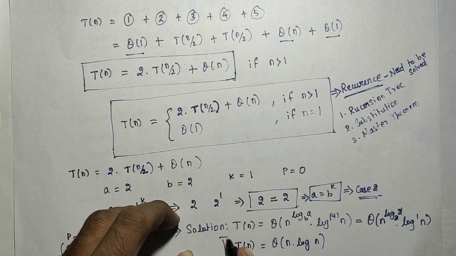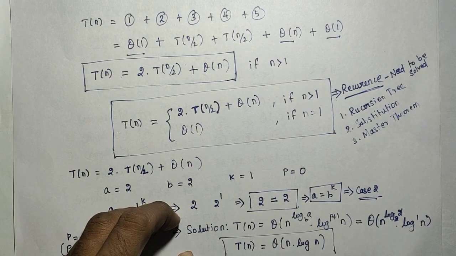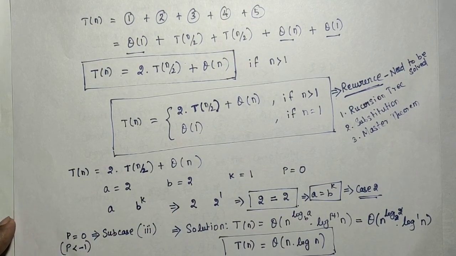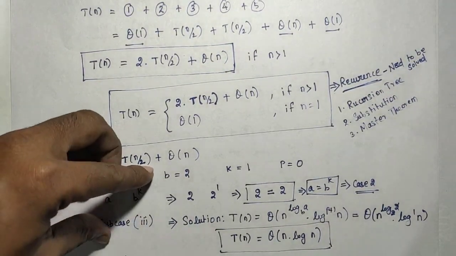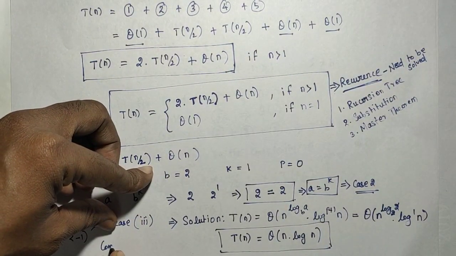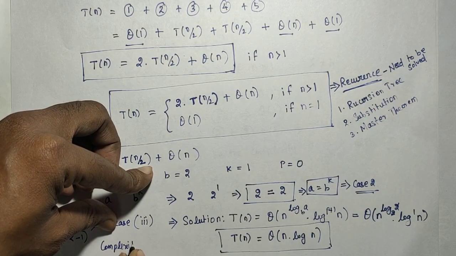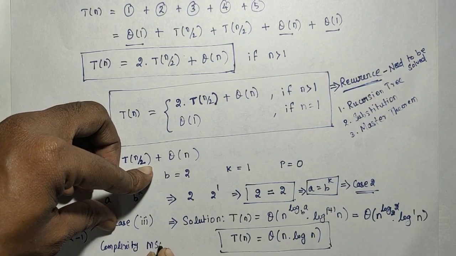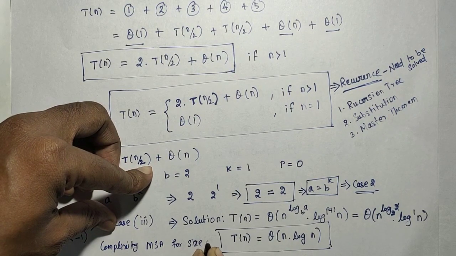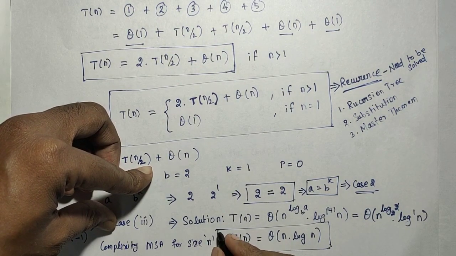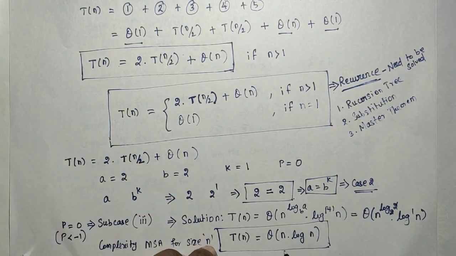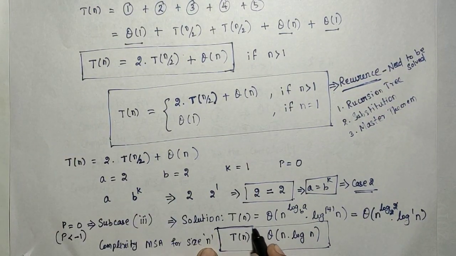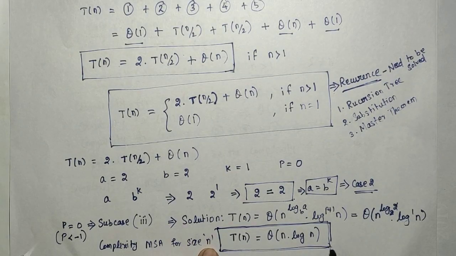So this is your final complexity of the MSA. The complexity of MSA for size n, T of n, equals theta of n log n.